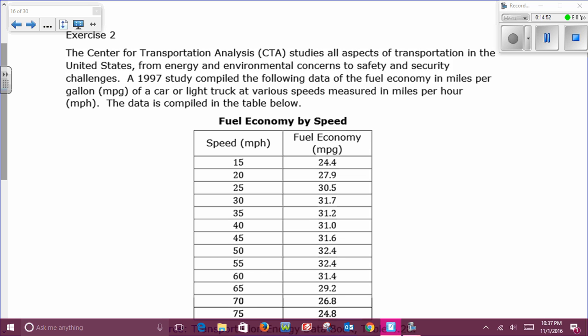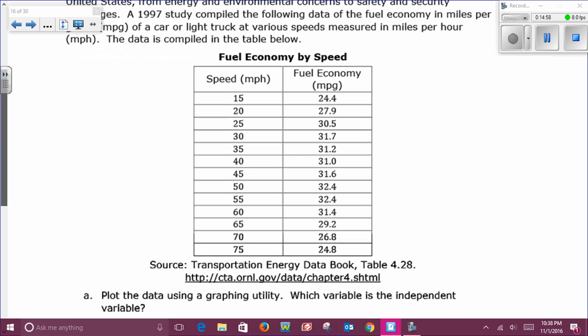Okay, so here we have a function, and what you need to do is plot this in your calculator. This would be L1 and this would be L2. So this would be your X values, and this would be your Y values. And I don't expect you to be able to do this if you don't have a graphing calculator, and we haven't talked about that too much.